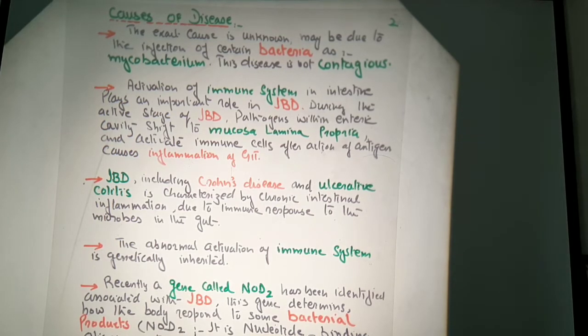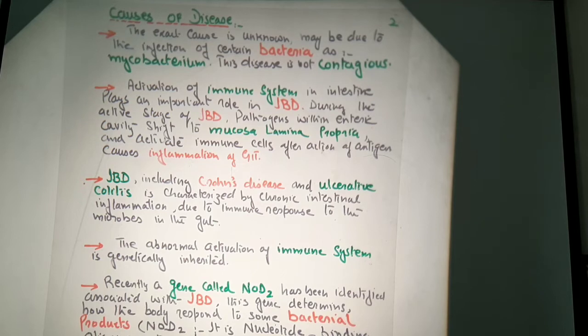You know that in case of the digestive system, usually the infection arises due to the effect of microorganisms, particularly bacteria such as Mycobacterium. The Mycobacterium is the most important bacteria responsible for causing the disease. So this disease is not contagious, which means that it cannot be transferred from one person to another.